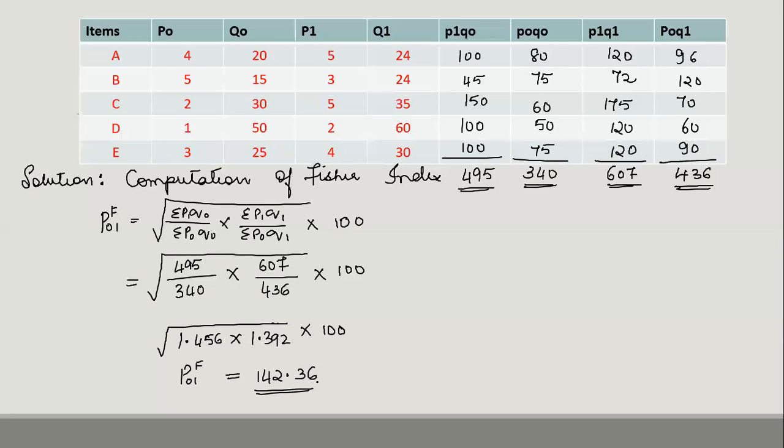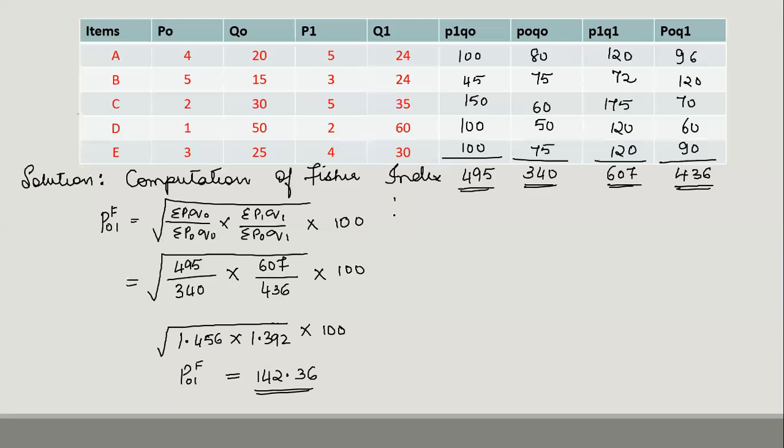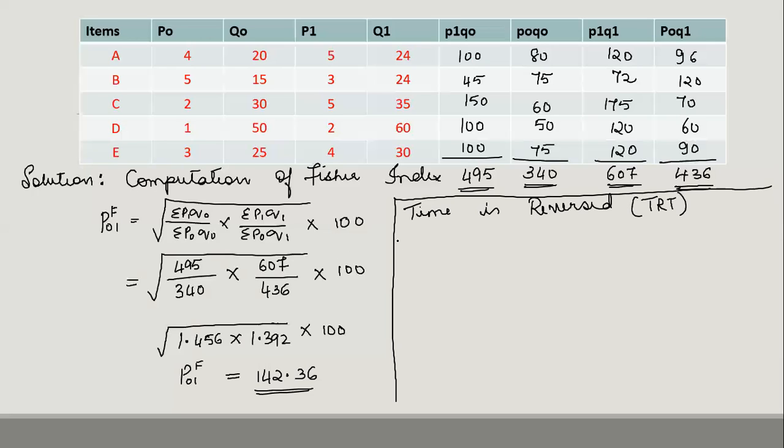Now they have also asked us to verify that it satisfies TRT and FRT. First we will see when time is reversed. That means you have to find the TRT, the time reversal test. What is the formula? It is the Fisher index. You have computed the Fisher index, so you have to use the Fisher index formula.